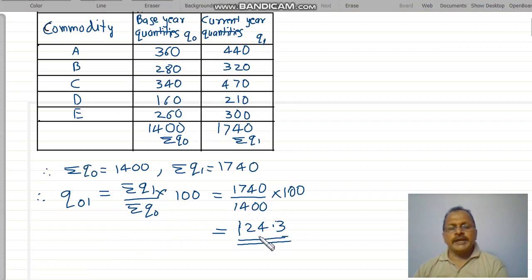The interpretation of this is, if the base year quantity used or consumed is 100, then the current year quantity requirement is increased by approximately 24%. That is, in the current year we need 124 as a quantity.